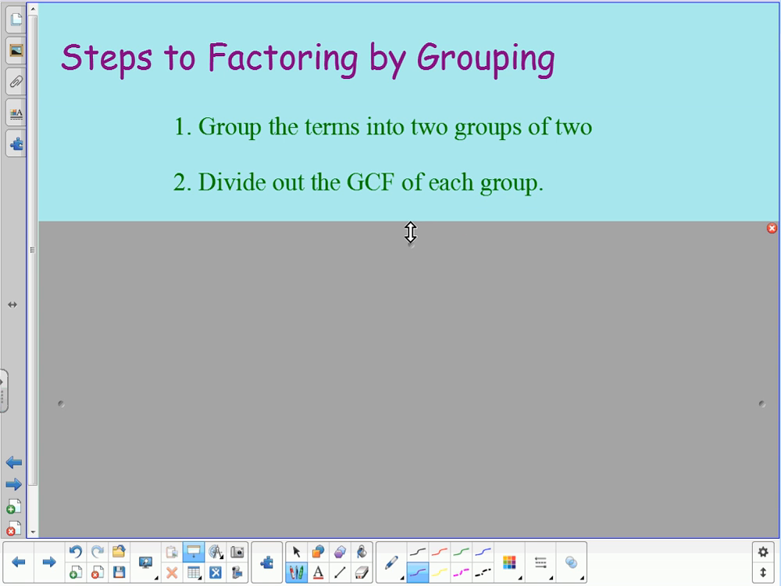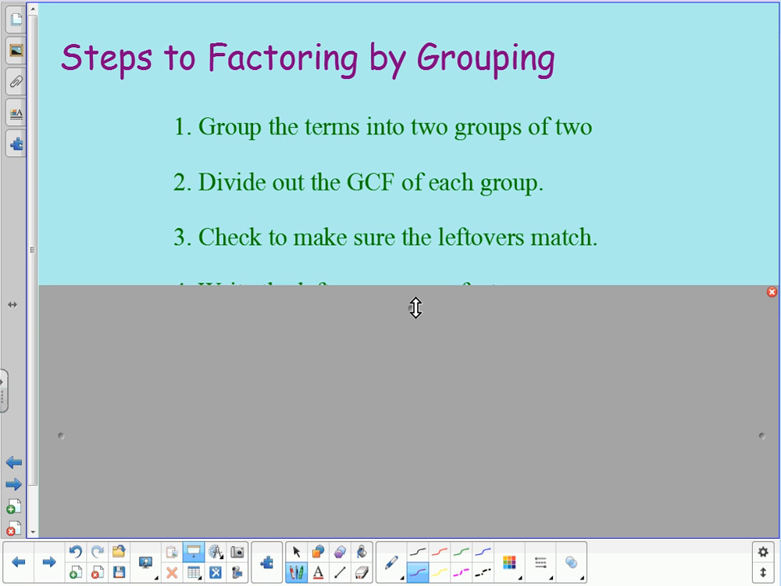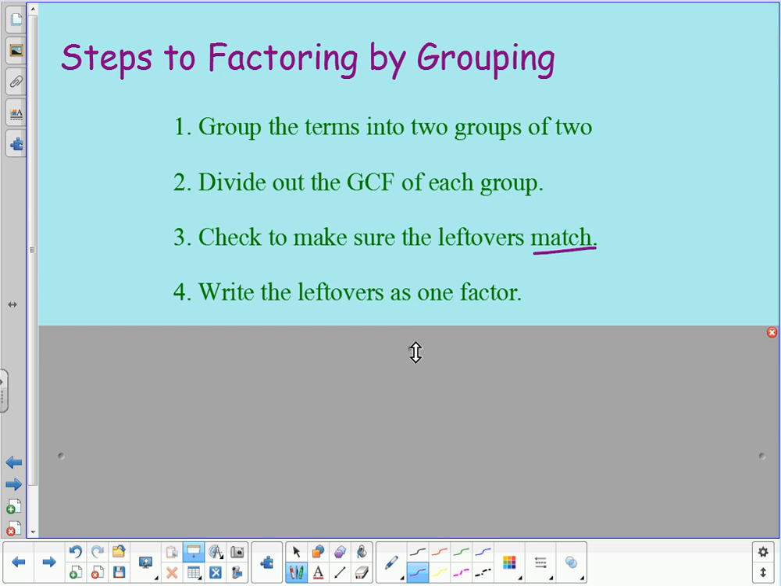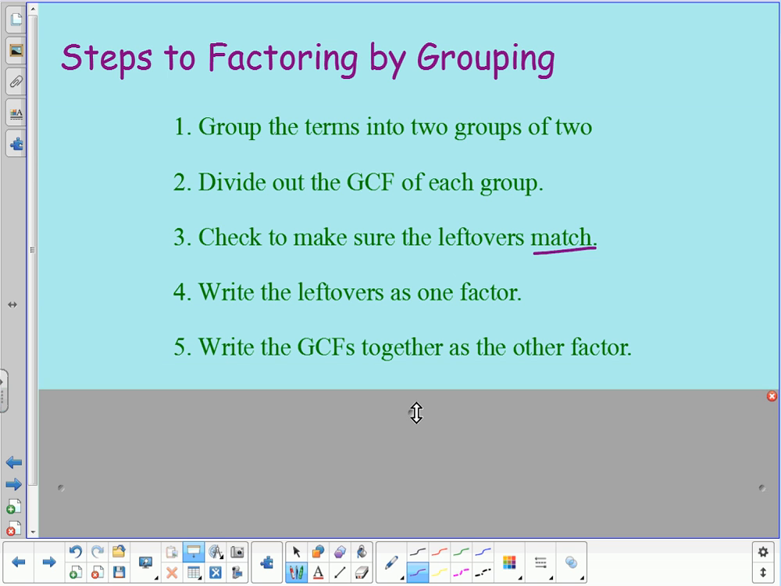Then, after we split them into 2 groups, which is why it's called factoring by grouping, we're going to take the GCF out of each group. So figure out what the GCF is in the first group, figure out the GCF in the last group, and divide it out. What we have left should match. We're going to take a look at what that looks like. But whatever we have left should match. We write the leftovers as one of the factors, and we write the outside GCFs as the other factor.